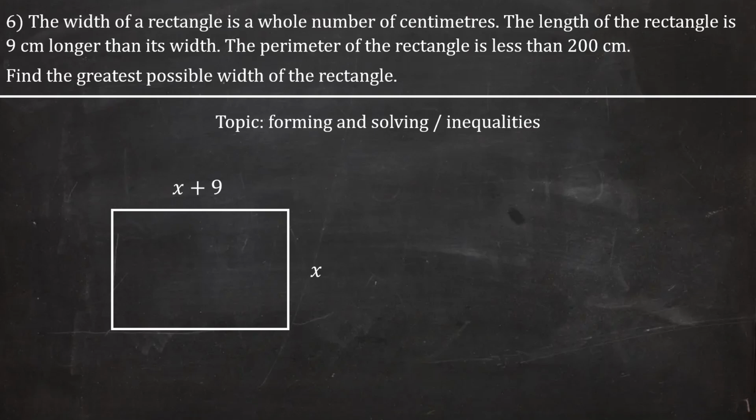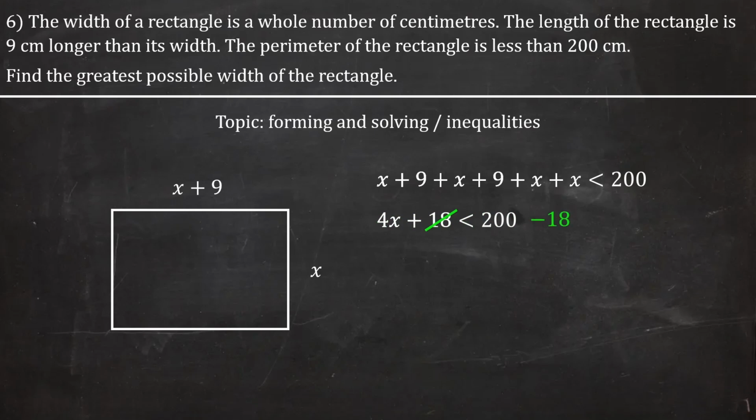So now that I have my rectangle, I can set up an inequality and solve. I know that the perimeter is less than 200. So the perimeter, x plus 9 plus x plus 9 plus x, has to be less than 200 centimeters. I'm going to collect like terms here, and I'm going to get 4x plus 18 is less than 200. Then I can solve, take away 18 from both sides.